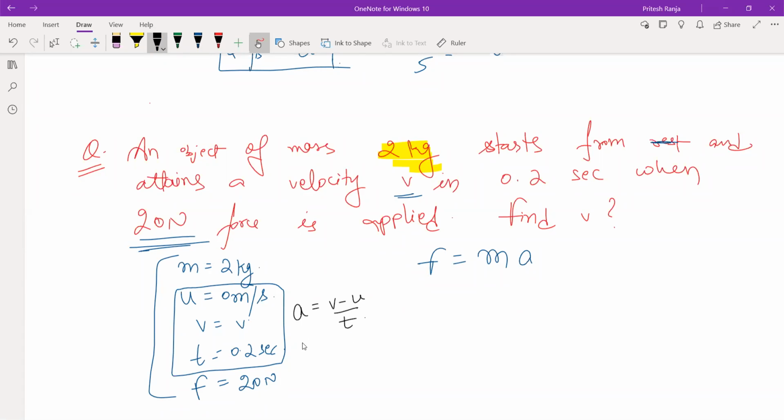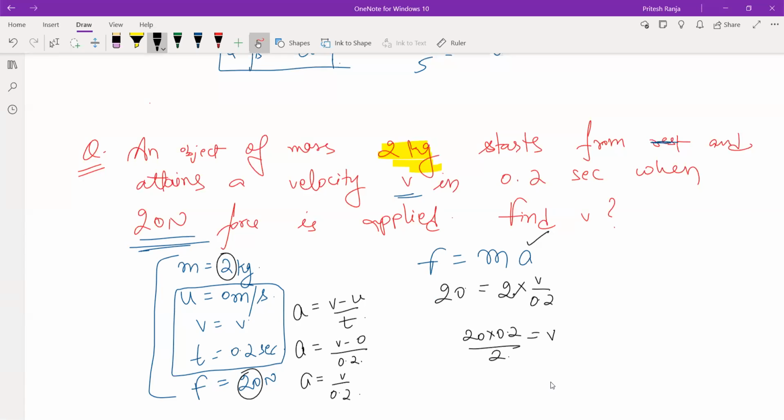So let us find out. So a will be v minus 0 by 0.2. तो यहाँ से a क्या मिला? v by 0.2. तो यहाँ रख देते हैं v by 0.2. मास कितना है? 2 kg. And force कितना है? 20 newtons. So from here if you solve, you will get v as 20 into 0.2 by 2. So that will give us 2 meter per second as the final value of this velocity v.